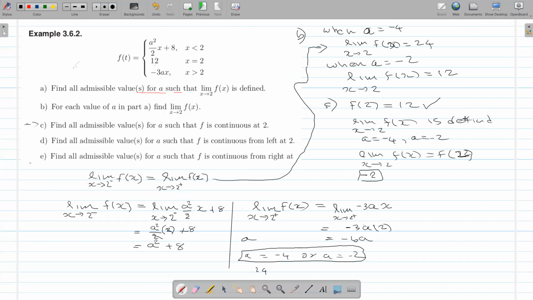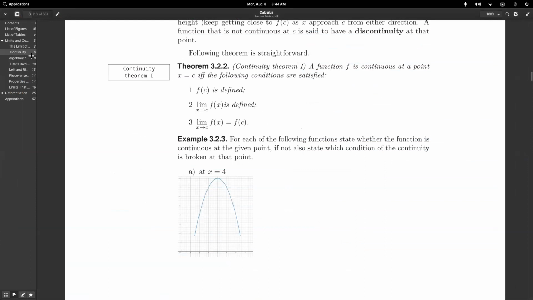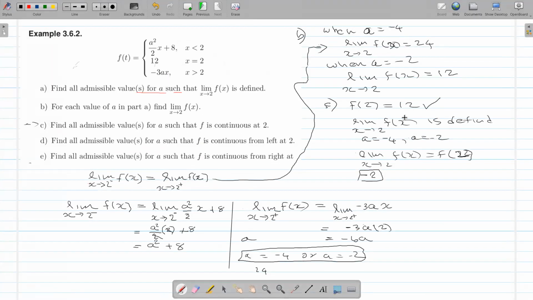Then I have to make sure the second condition of continuity, that the limit at c is defined. So here I am at 2, so the limit at 2 has to be defined. From part A, I have two candidates here, no? These two candidates both make the limit at 2 defined. Okay, so here I have two candidates. Then finally, the limit at 2 has to be equal to f of 2. Okay, so that is made for what value? Only for this guy, no?